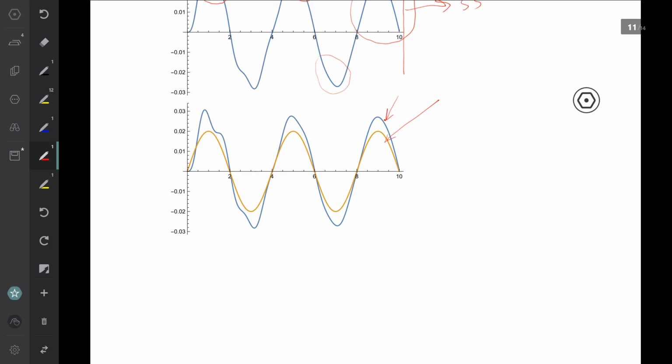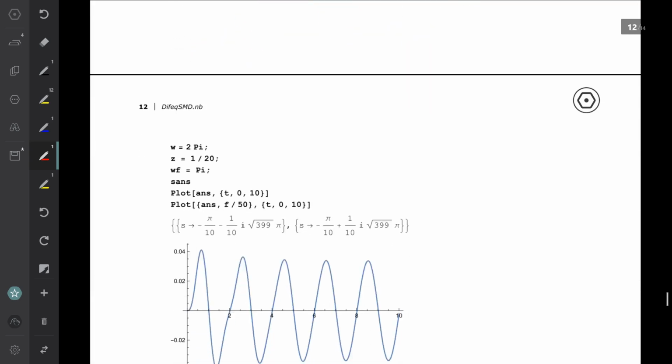And it will oscillate at the frequency that you force it to. May not be what it wants to do, but that's what it will do. It will always oscillate at the frequency that you force it to oscillate with. So that's the takeaway for this. And let's see, I have another one.